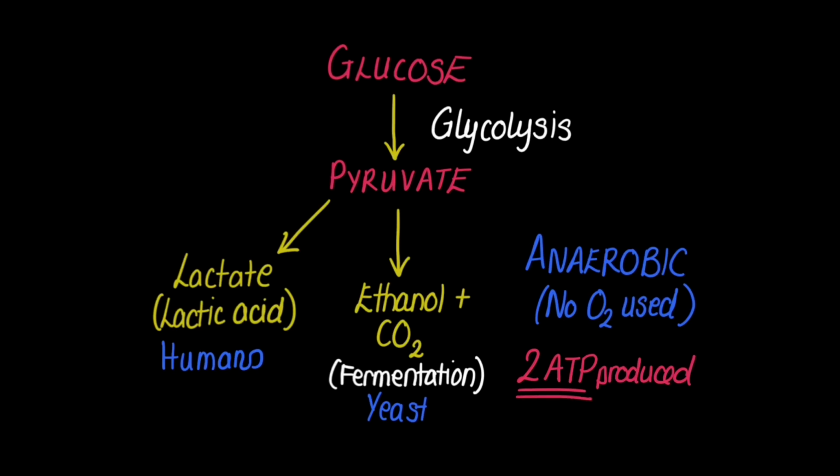In both cases, you only have a net of the 2 ATP that were produced in glycolysis, and this is because the further conversion of the pyruvate thereafter generated no more ATP.